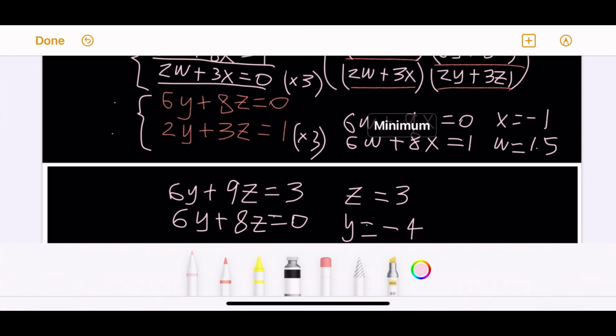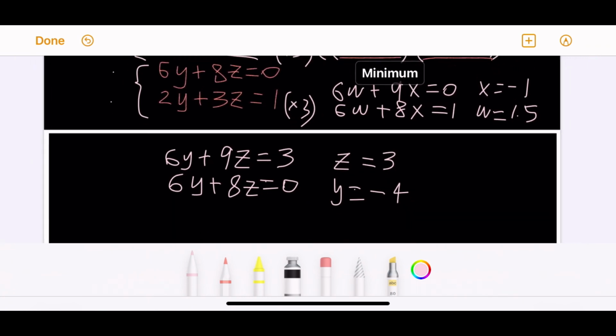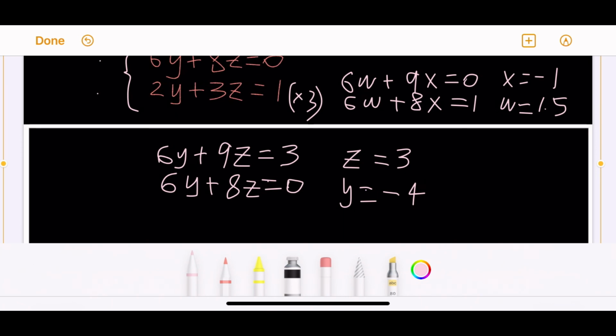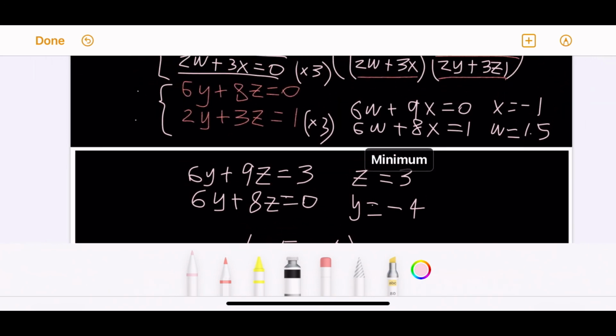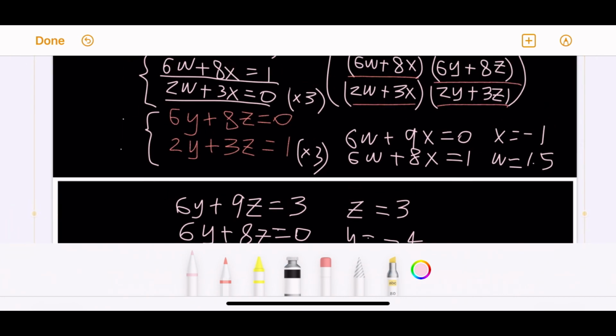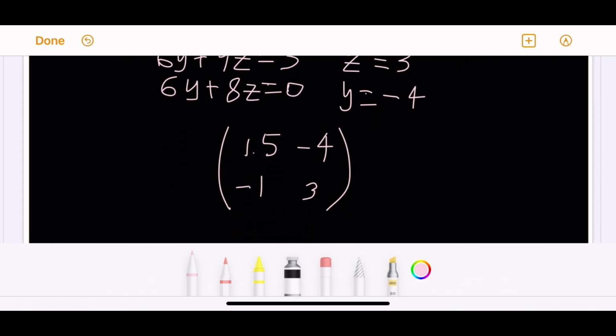And that's that. We found the value of x, w, y, and z. We can now substitute it back in. So the inverse of 6 8 2 3 is 1.5, negative 4, negative 1, and 3. Yeah, we just substituted the values that we found back into these 4 unknowns that we set before.